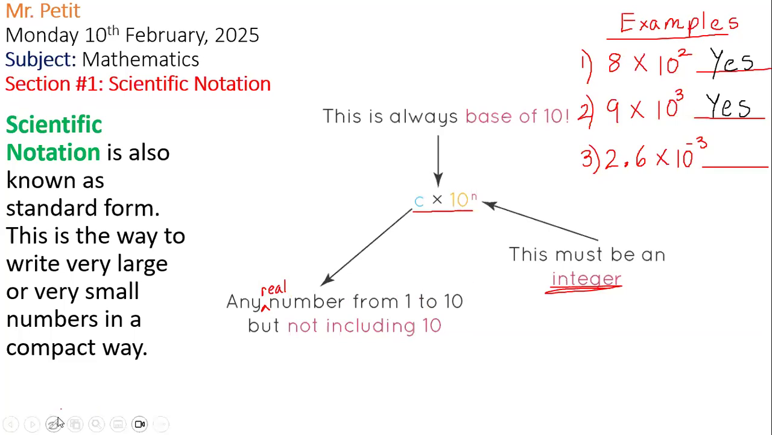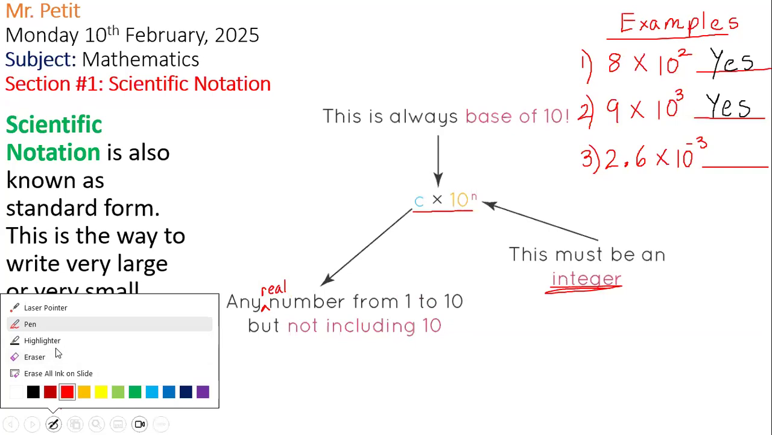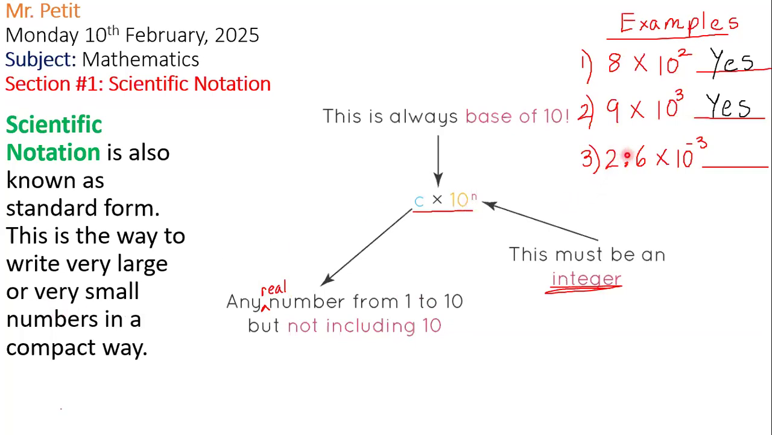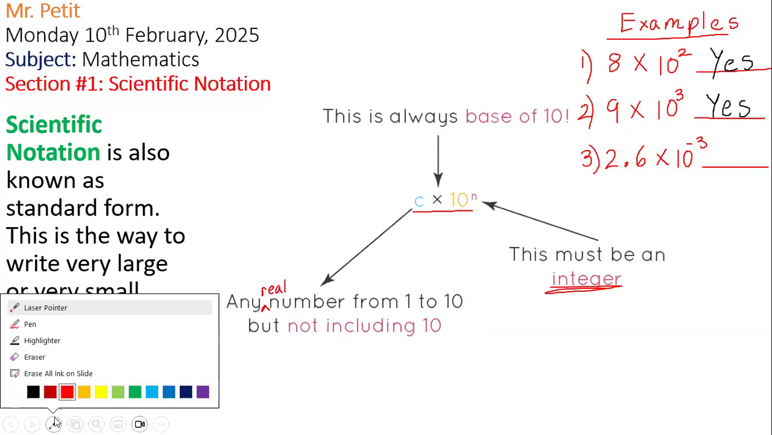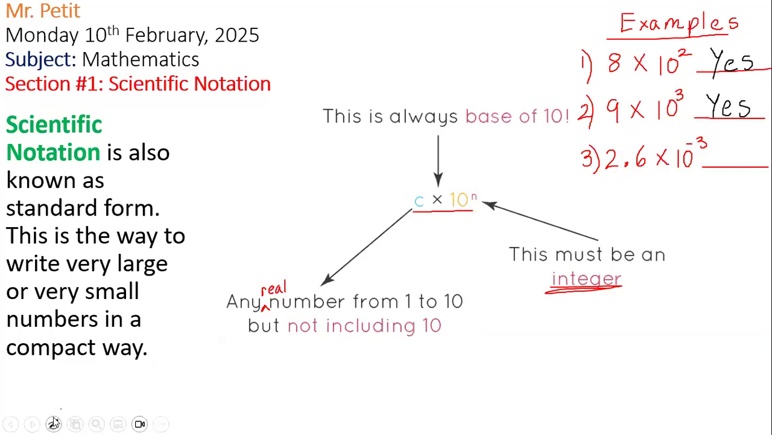So can 2.6 work? Yes, it can. Any real number, it could be 2.6, 5.8, 6.3333, whatever. Any number. Can the -3 work? Yes, the -3 can work because -3 is an integer. Once it's a whole number, whether it's a positive or negative whole number, it could work. And 0 could work as well.